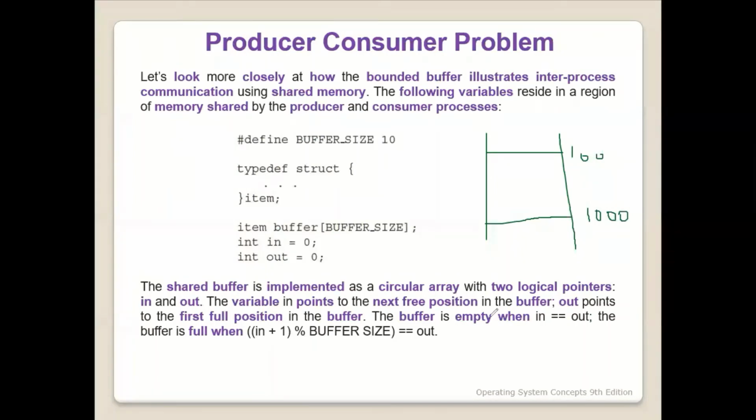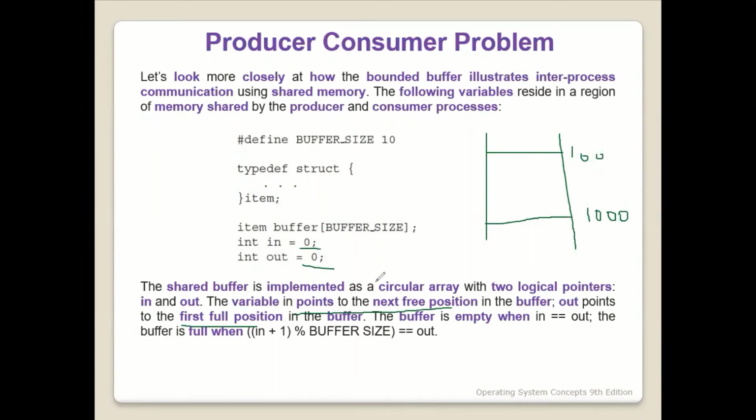Okay, in points to the next free position, and out points to the first full position. In case there is no value, the whole buffer is free. You don't have any data at all. So in this case, in points to the next free location, and out points to the first full position, but there is no first full position here. So both are 0 and 0. Do you get the idea?